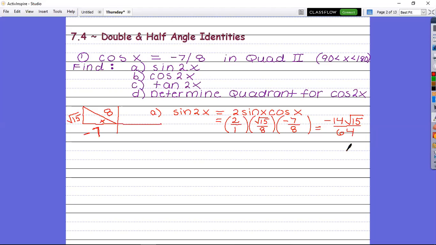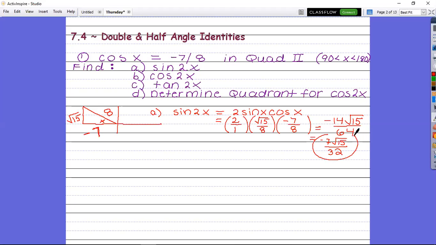And would you guys agree I can divide by 2? Yes, I got to go one more step and then I'm done. So my final answer, divide by 2, would be -7 times the square root of 15 over 32. And then all over 32. Okay, done.